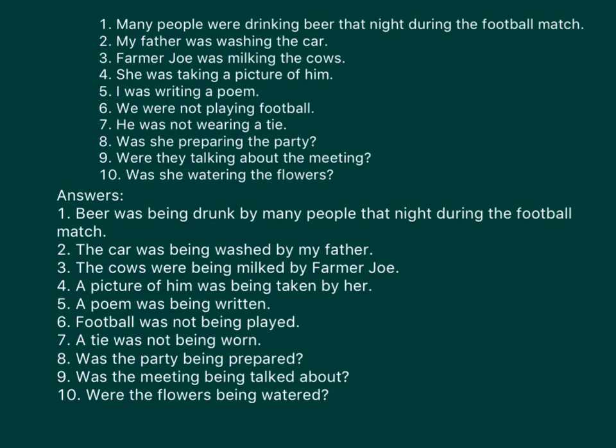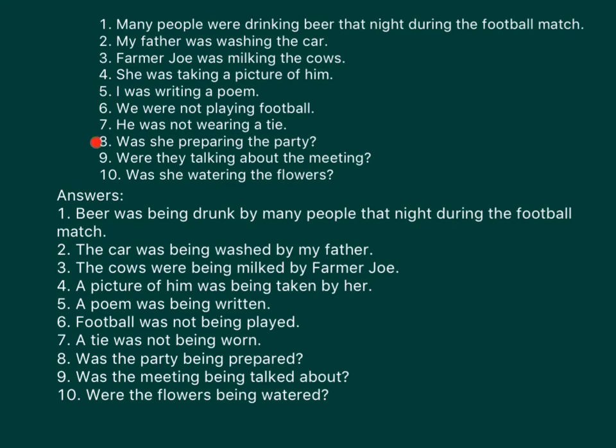Number 6. Active voice: we were not playing football. Passive voice: football was not being played. Number 7. Active voice: he was not wearing a tie. Passive voice: a tie was not being worn.